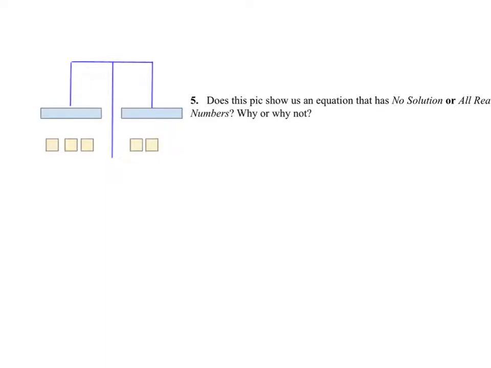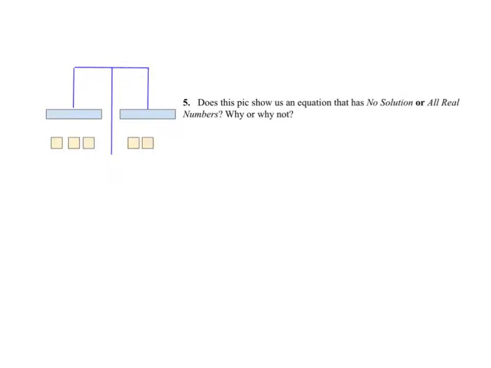Here we're showing why this picture either shows us no solution or all real numbers, and why or why not. So on one side of my balance scale, I have an X, and on the other side of the balance scale, I also have an X. So if there were just X's, it would always be balanced. Then on the left side, I have 3 units, and on the right side, I have only 2 units.